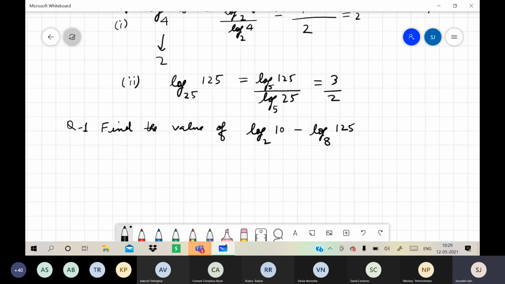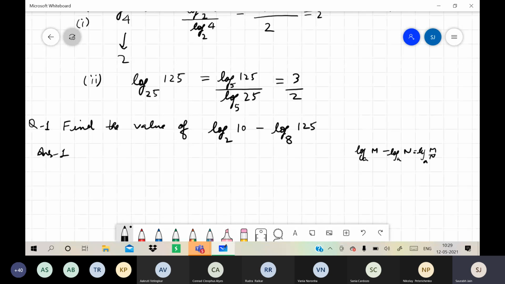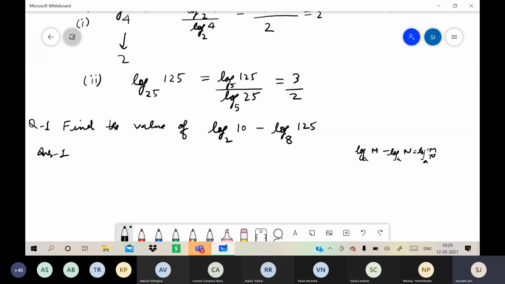See, first of all, you cannot directly subtract these two logarithms. Why? Because there is a property that log n base a minus log n base a is log m by n base a, something like this, remember? We cannot use this property here. Why? Because the bases are different, in both 2 and 8.